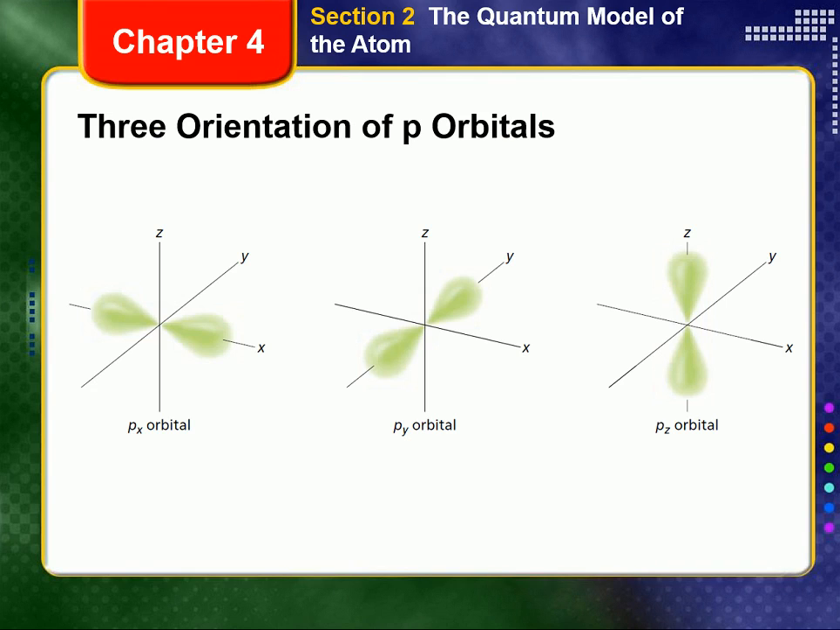As is shown in figure 4-14 on page 103 of your text or on your screen now, the lobes of the p orbitals can extend along the x, y, or z axis of a three-dimensional coordinate system. There are therefore 3 p orbitals in each p sublevel, which are designated px, py, and pz orbitals. The 3 p orbitals occupy different regions of space and correspond, in no particular order, to the values of m equal to -1, m equal to 0, and m equal to +1.